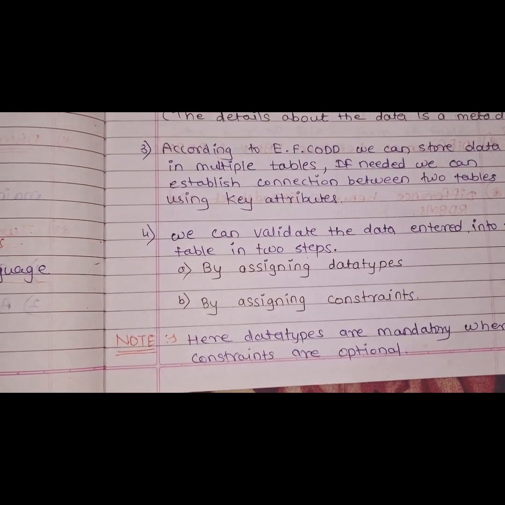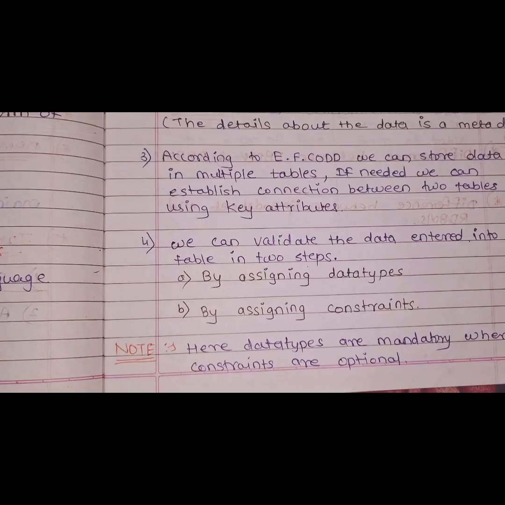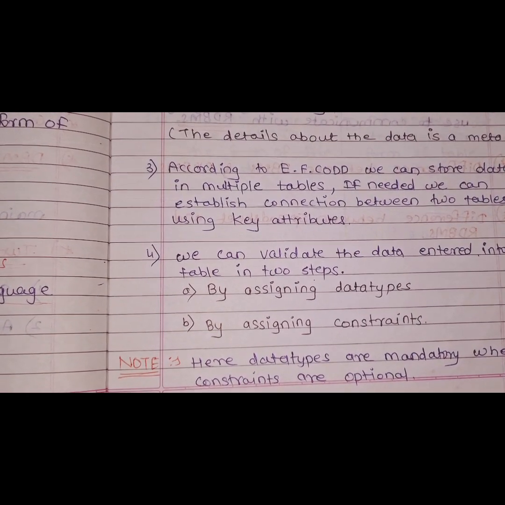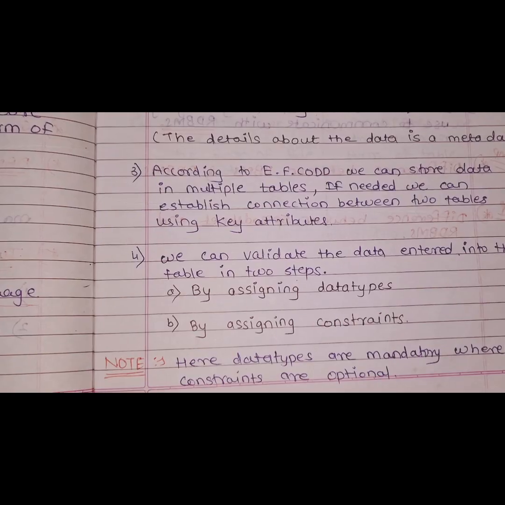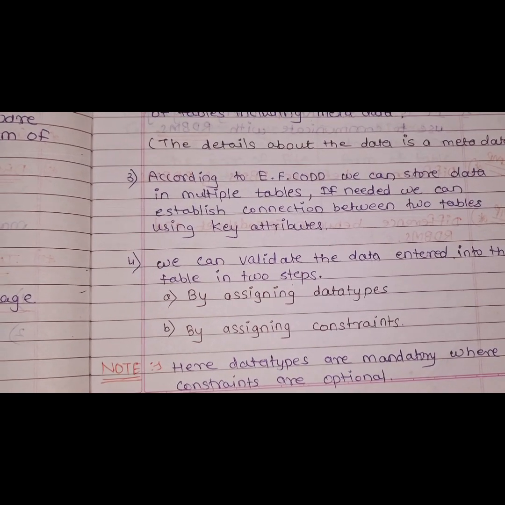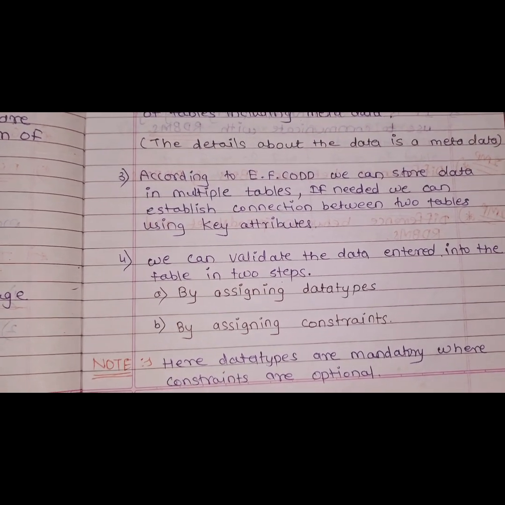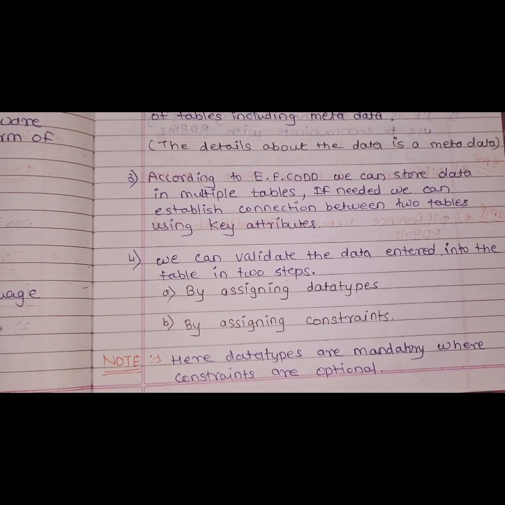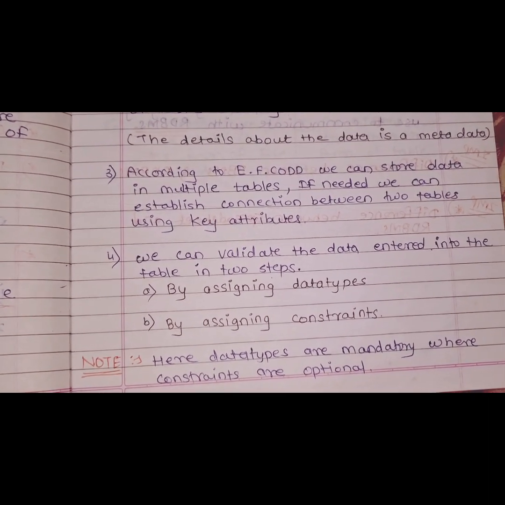The second one is by assigning the constraint. What is the meaning of constraint? We have primary key, unique key, and these are all the constraints that we use to validate the data. Here data types are mandatory whereas constraints are optional. Data types are mandatory but constraints are optional.